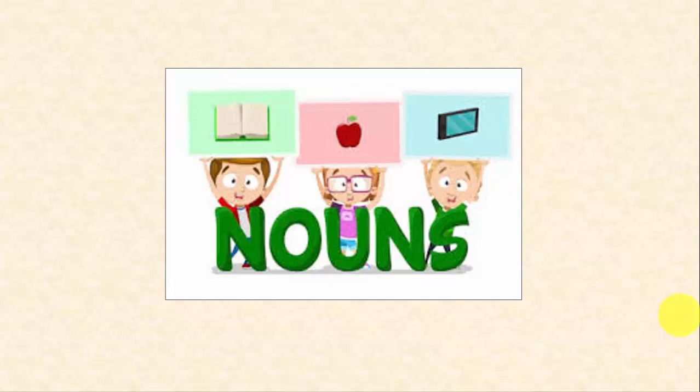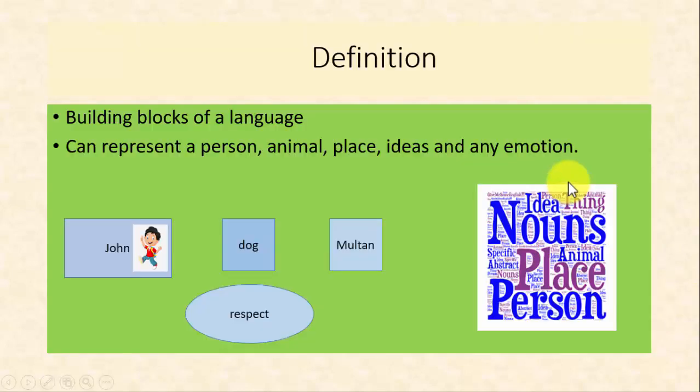Okay, next moving on, noun. First we will discuss what a noun is. Definition: nouns are the building blocks of the language, and a noun can represent a person, animal, place, idea, or any emotion. If I say John, John is the name of a boy. Dog, dog is an animal. Multan, Multan is the name of a place. And respect, idea, emotions, all these are described as nouns.